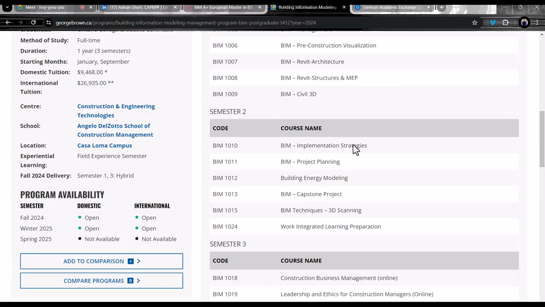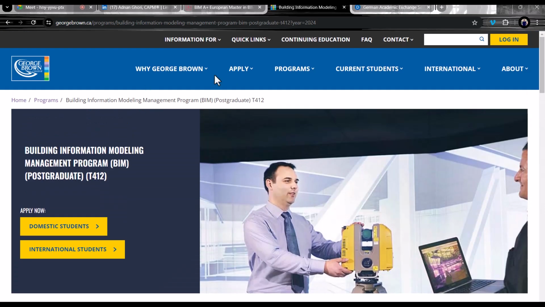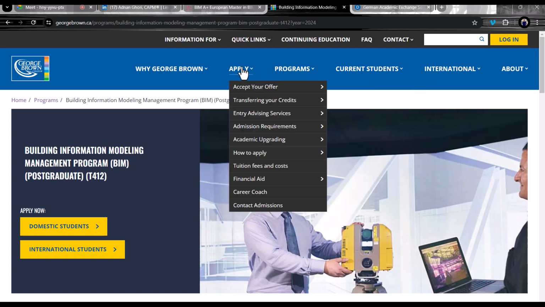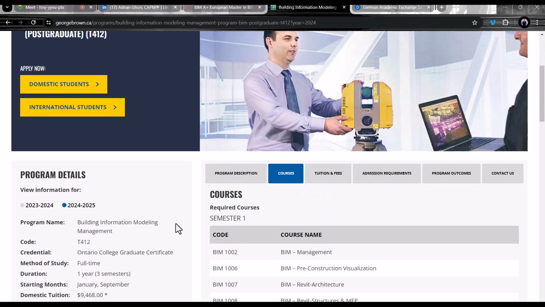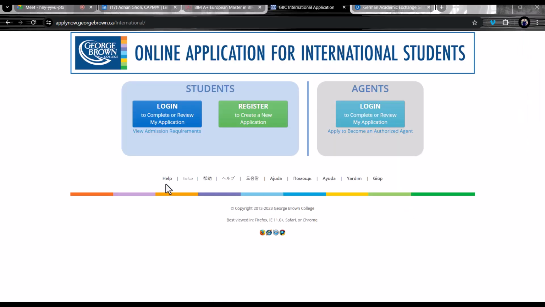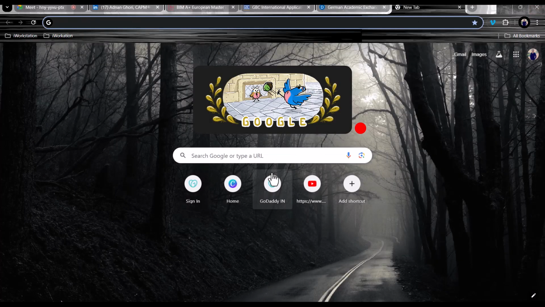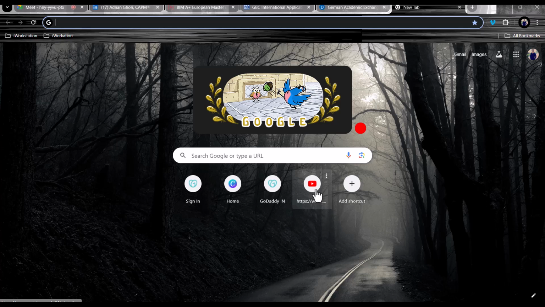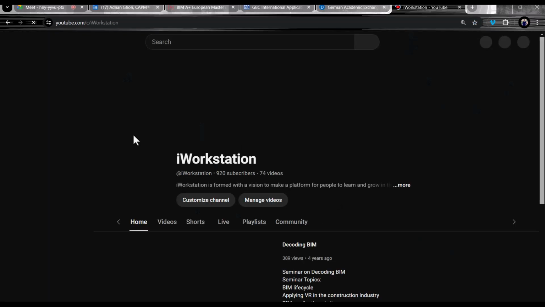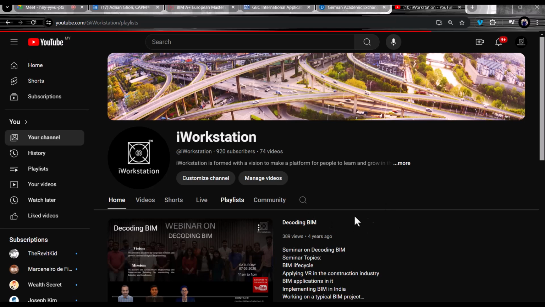So this is just a 1 year course. I have given George Brown College as an example. You can go to the website and look for more details about how to apply and how international students can apply. Once you know how to apply, you can also connect with people who are already studying at George Brown College, or people who have been working there, or the professors. For example, one of the professors I had a chance to do a webinar with, I'll show you over here in the playlist.